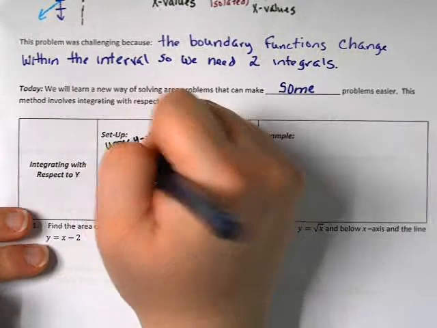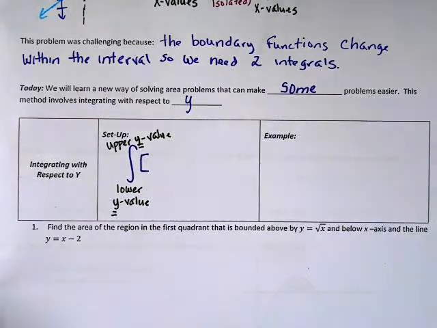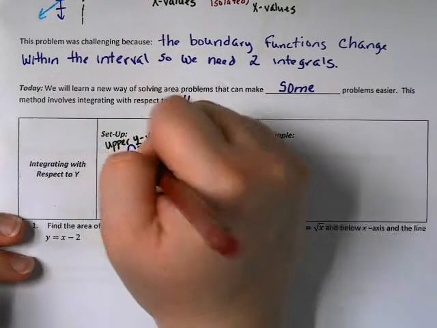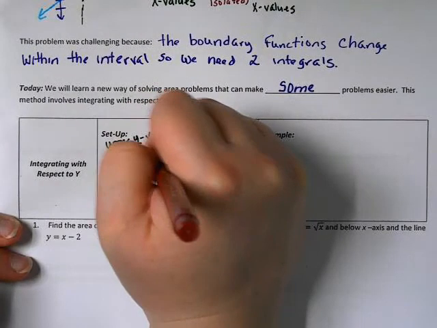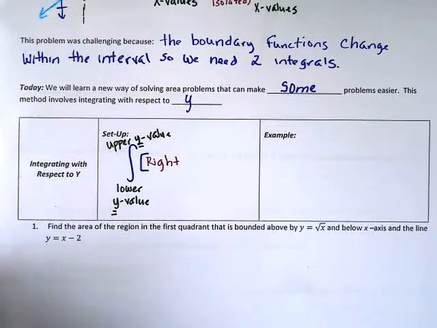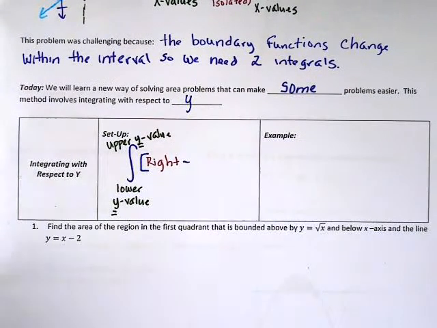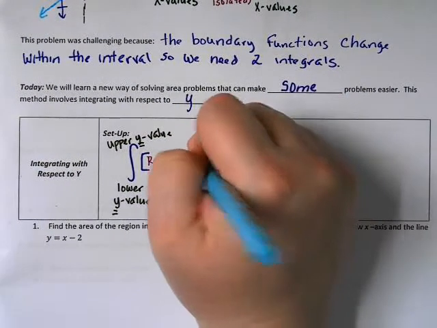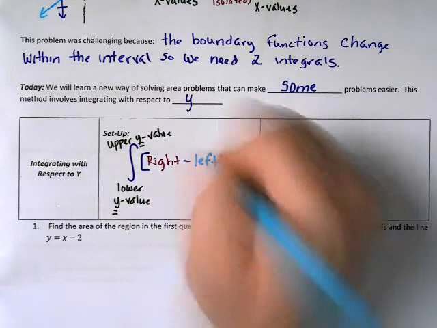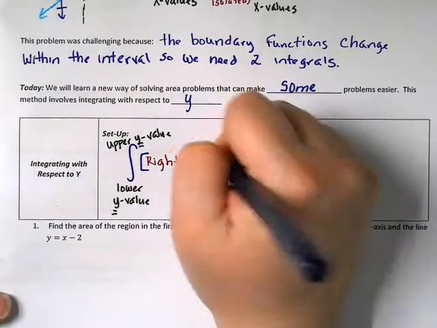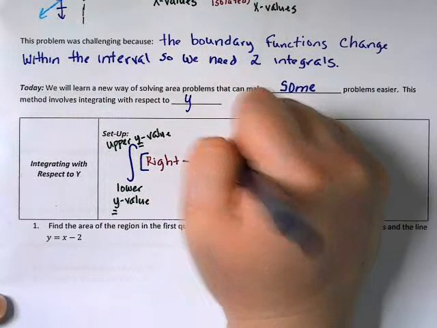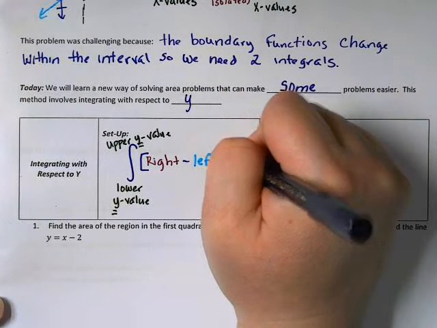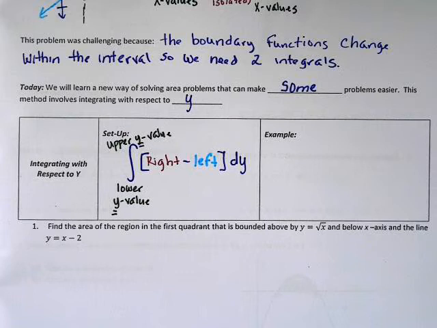And we're going to take the integral of, now it used to be that we would do top minus bottom. So instead, we have to do right minus left. And then when we close our integral, now it's not a dx anymore, now it's dy. So instead of top minus bottom, now we're doing right minus left.